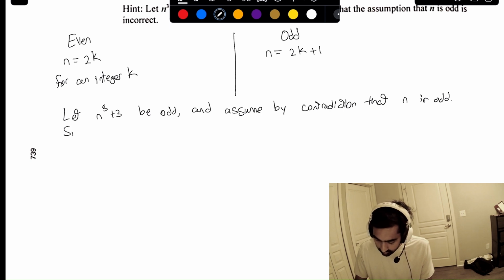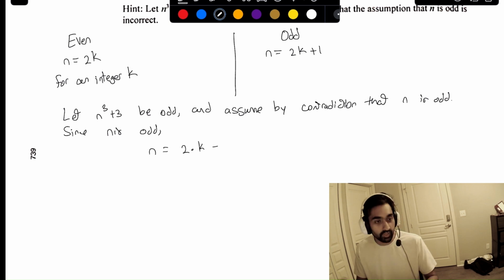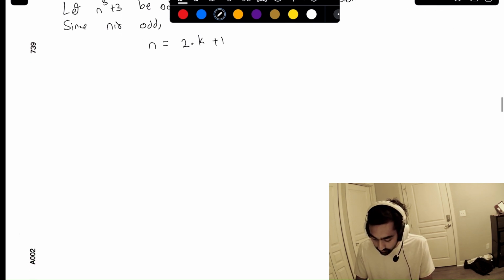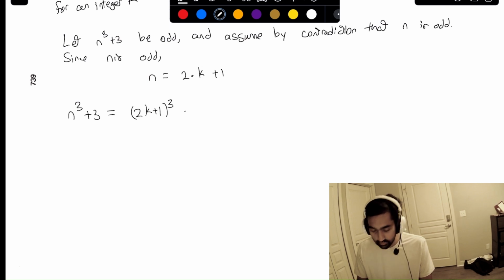Since n is odd, you can write n is equal to 2 times k plus 1 for an integer k. And since you have this, I can plug this in to my other thing that I know, which is n cubed plus 3. So n cubed plus 3 is equal to (2k plus 1) cubed plus 3, right?